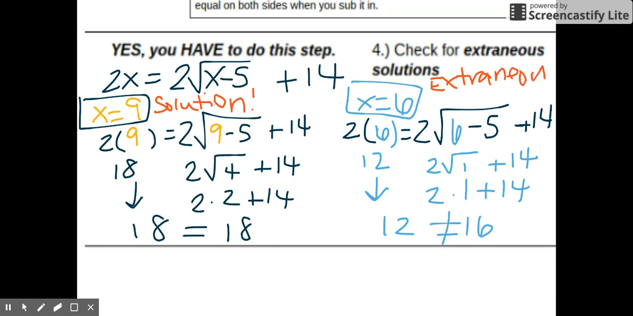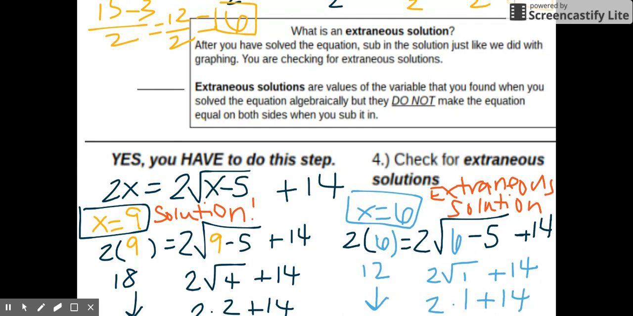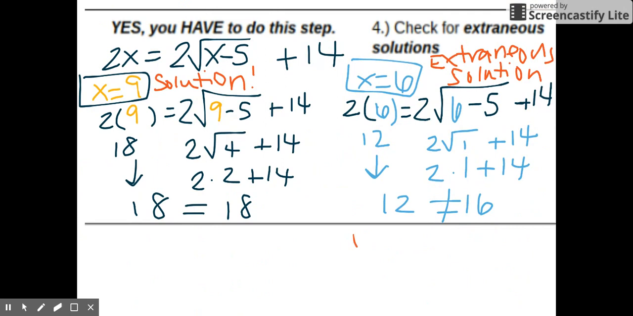So I know I've put the definition for extraneous all over the place, but we haven't talked about it yet, so let's talk about it. An extraneous solution is when the values of the variable that you found when you solve the equation algebraically do not make the equation equal on both sides. So right here, it did not make it equal. So it's pretty much when the equation lies to you. Yes, x equals 6 is a solution, but it's extraneous because when we plugged it in, we found out that 12 is not equal to 16.